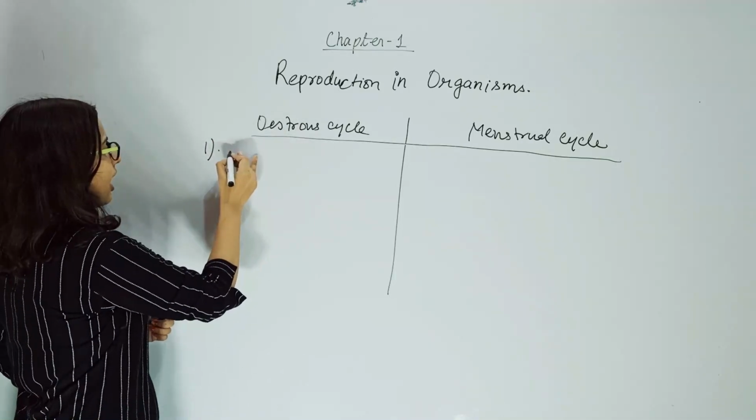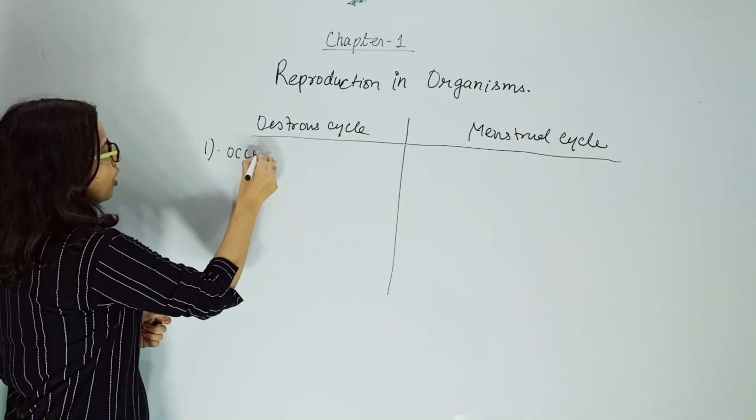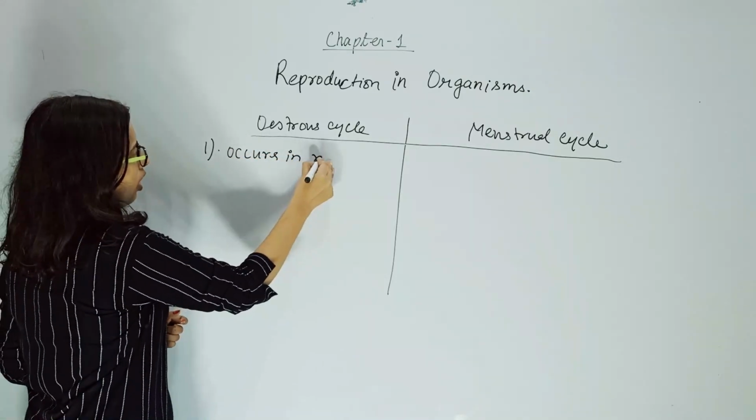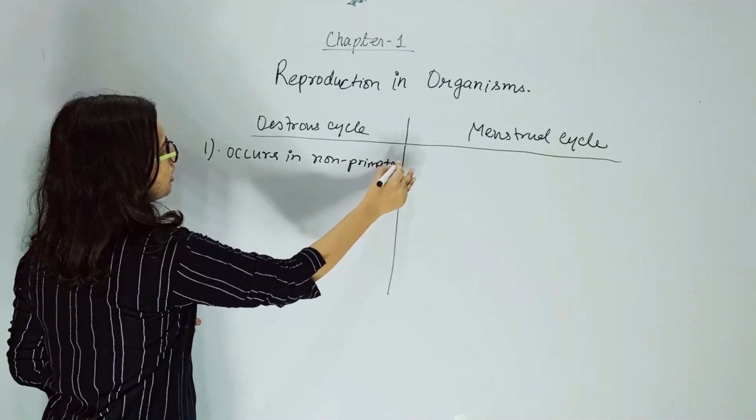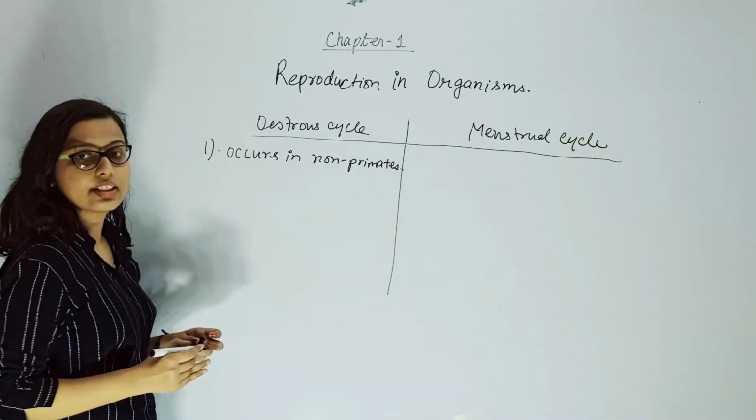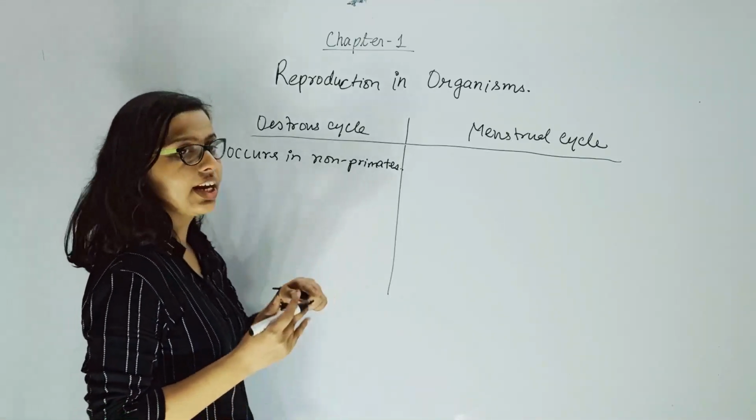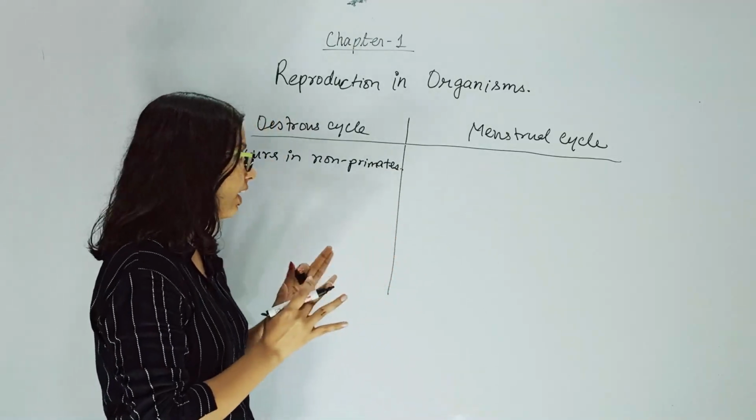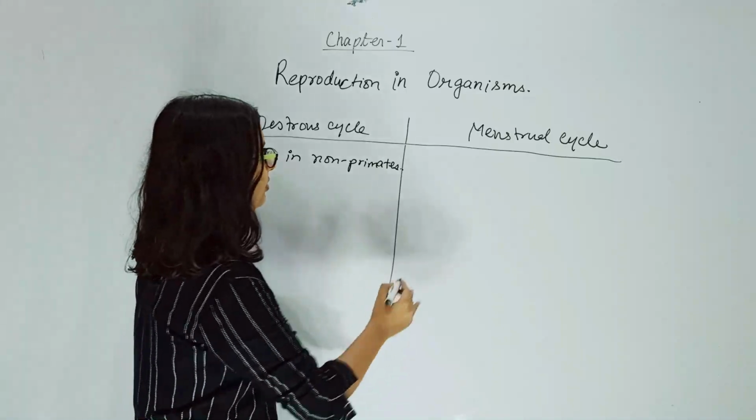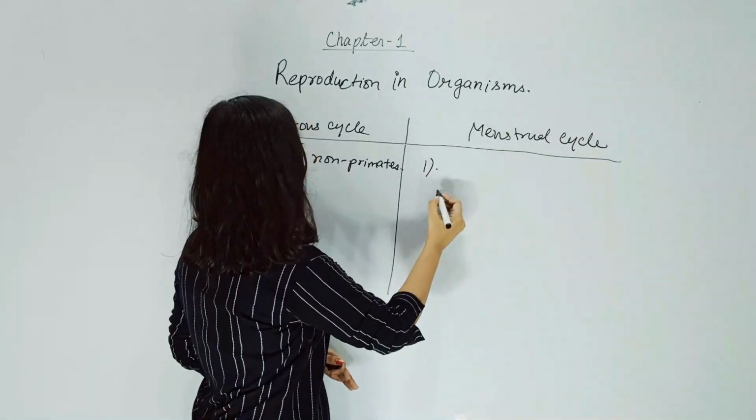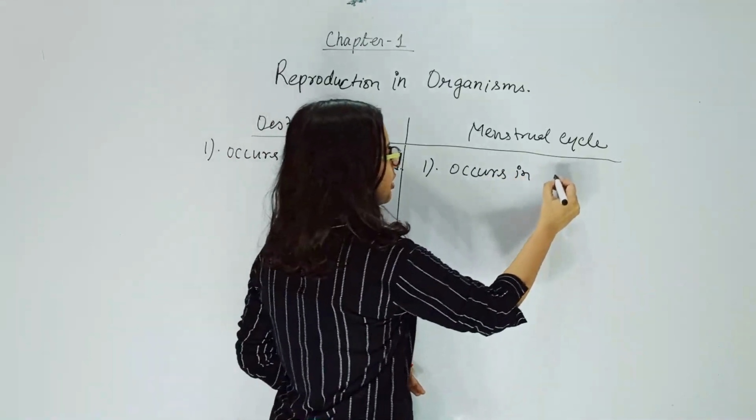So the Estrus cycle, as I have already told, occurs in non-primates. The organisms, the animals other than the order Primata. Non-primates are those organisms which are outside the order Primata. So the Estrus cycle happens in the non-primates, while the menstrual cycle occurs in primates.